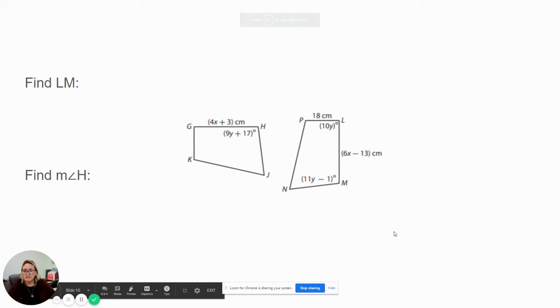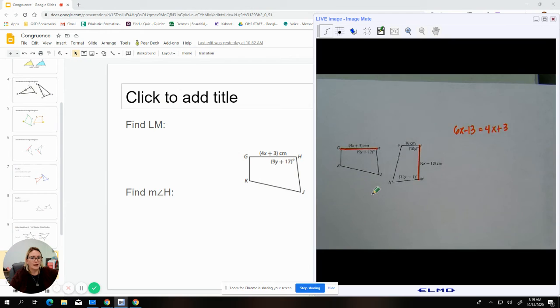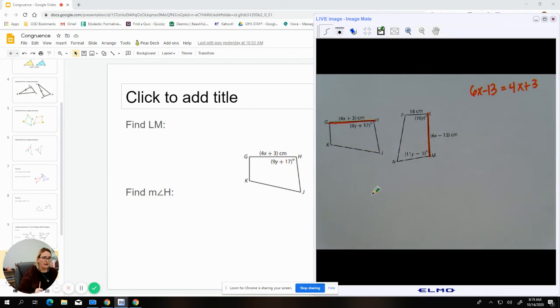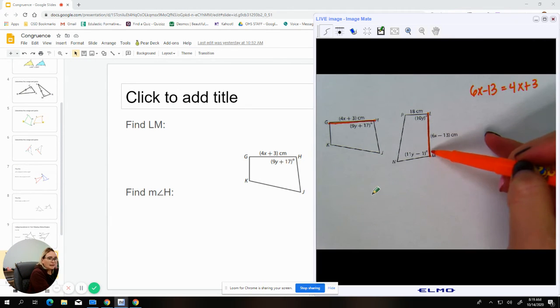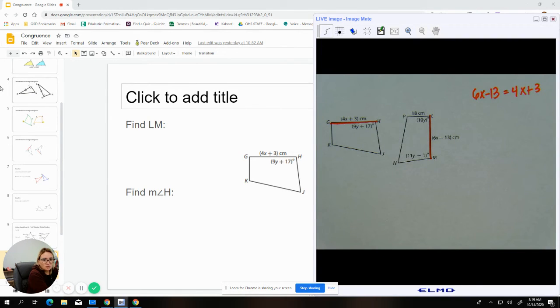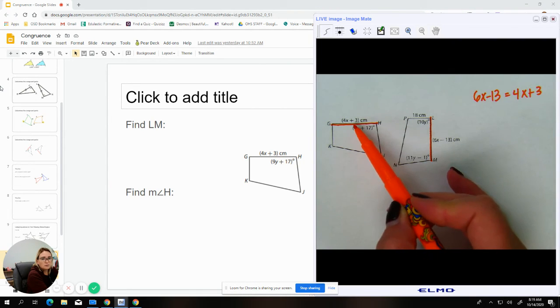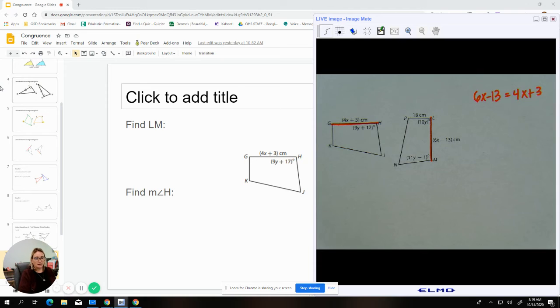Okay, so just take a second and see if you can set up the equation for LM to be able to find LM. So just pause for 30 seconds, see if you can find the equation. Okay, so let's see how we did. Okay, did you find that LM is equal to GH? And so by doing that, you know that 6x minus 13 is equal to 4x plus 3.